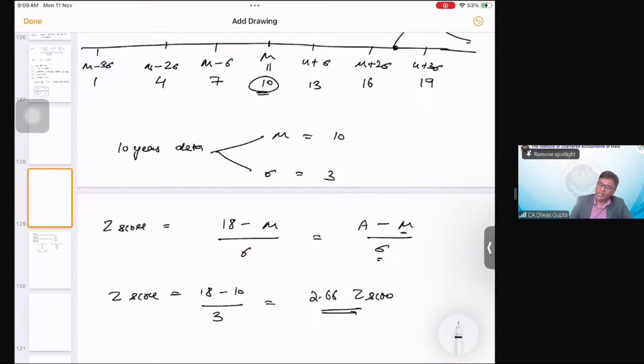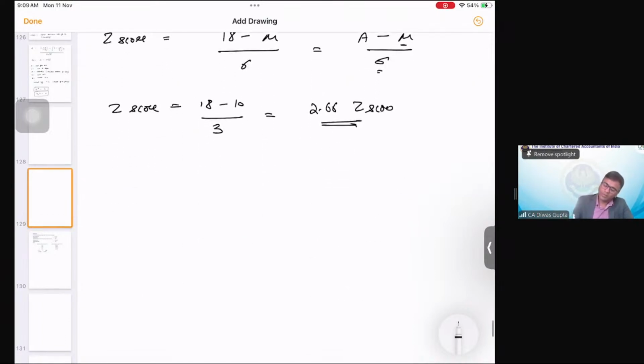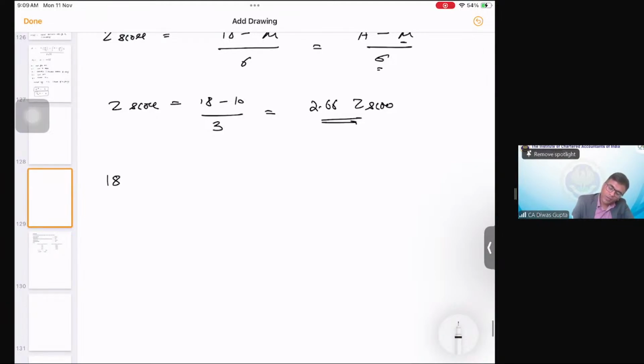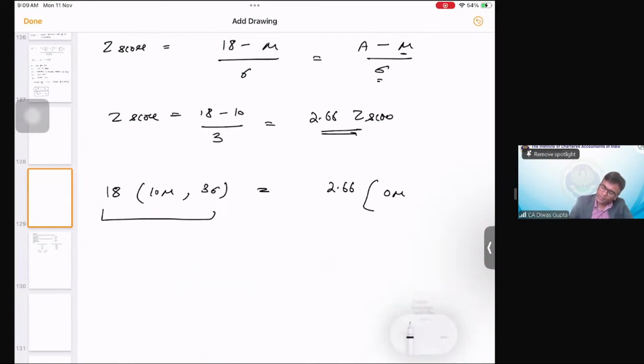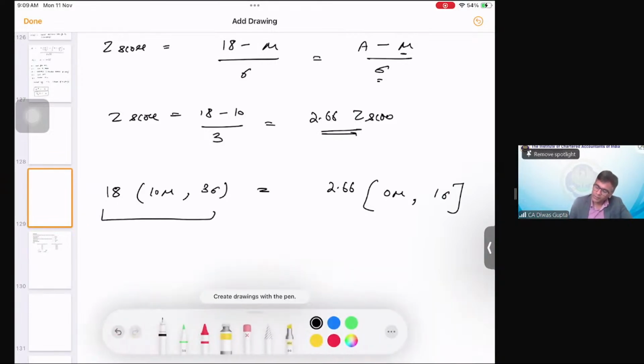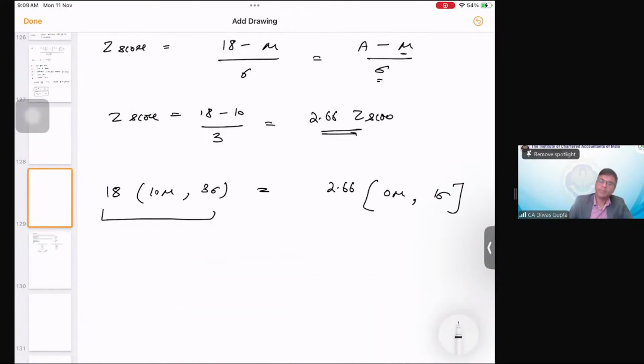So, I'll tell you. So 18 observation for 10 mean and 3 standard deviation, 18 for a table which has 10 mean and 3 standard deviation is equal to 2.66 for a table where there is 0 mean and 1 standard deviation. I hope this is clear. This is looking like 16. Okay. So this is now comparable, the Z score.